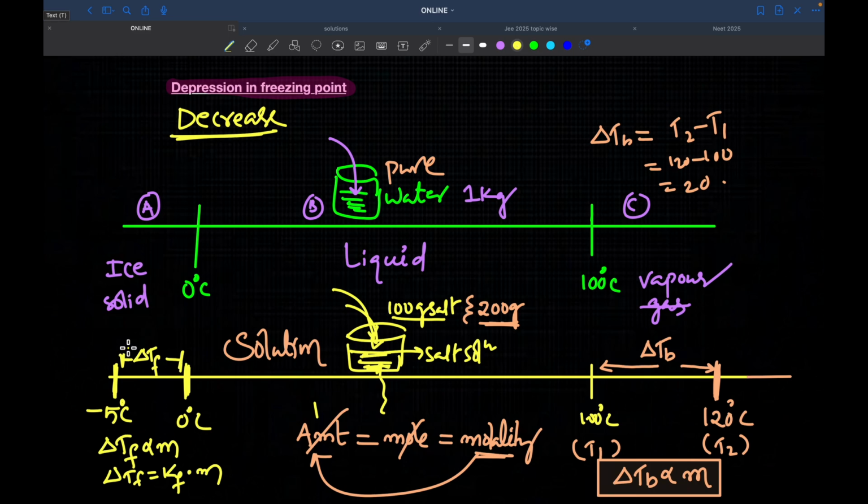Simple. If you add salt to a solution, the boiling point increases and the freezing point decreases. Increase in boiling point is called elevation in boiling point. Decrease in freezing point is called depression in freezing point. And both are directly proportional to the molality of the solute, of course separately. You don't measure them at a time. So hope you have understood this.